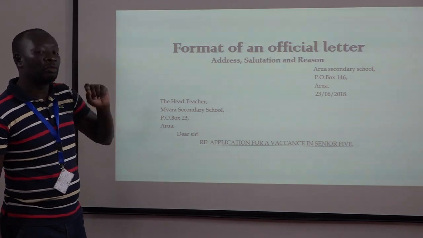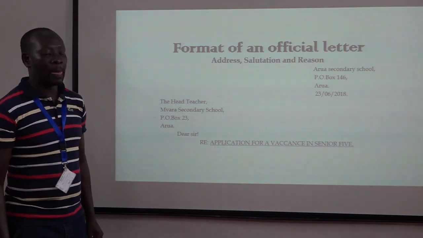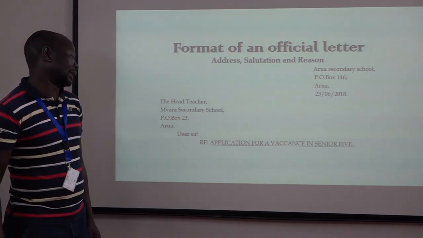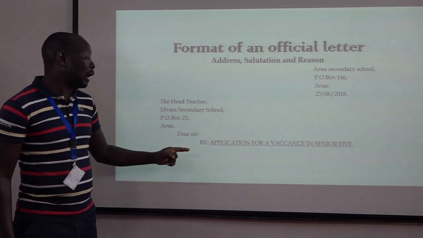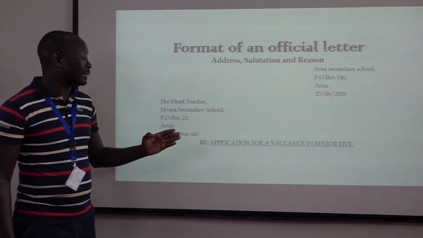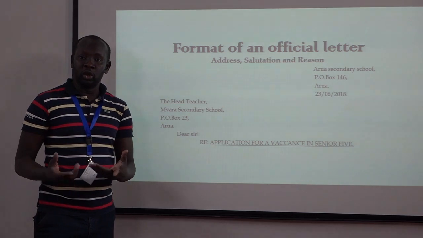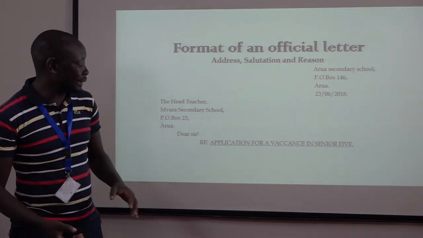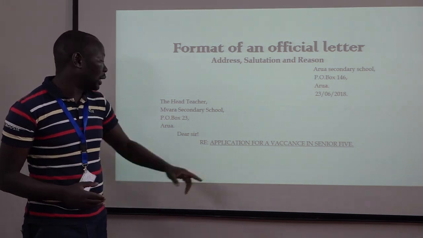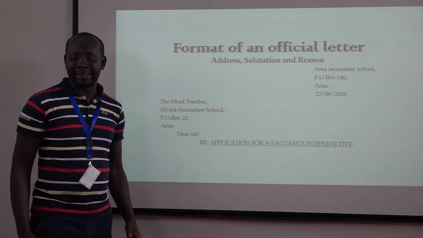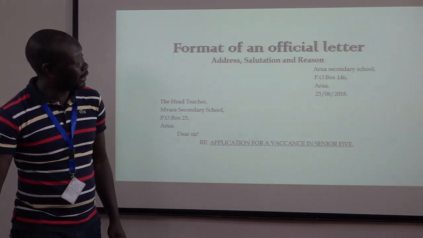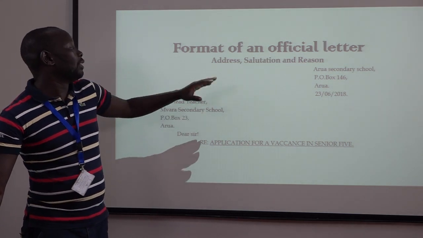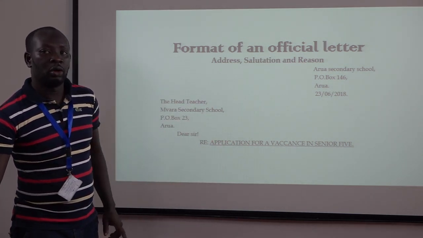And then after that, you have got the reason. Why are you writing this letter? Here we write RE. This is the reason for writing this letter. In this case, we'll have this as application for a vacancy in Senior 5. Then you know that this student has finished O-level or Senior 4 and is applying for a vacancy in Senior 5. You write it in a brief way and you underline it smartly like that. So that is the address as it appears on two sides, the salutation, and the reason for writing a letter.